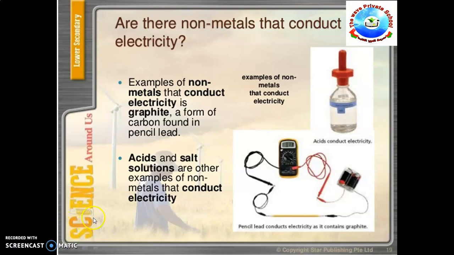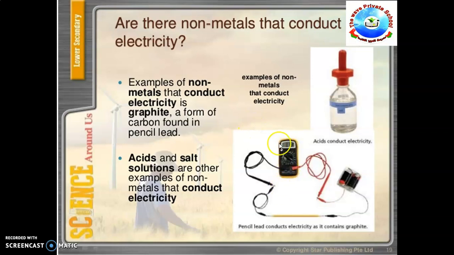As for the properties of non-metals, we have learned that many are gases at room temperature, they are not shiny like metals, they are brittle, and they do not conduct heat energy as well as electrical energy. But are there non-metals that conduct electricity? Yes. For example, graphite. Graphite is a non-metal, but it conducts electricity. It is a form of carbon found in pencil lead.